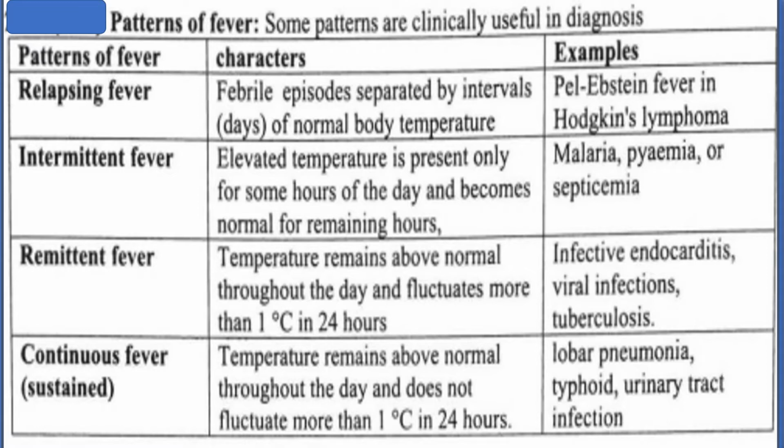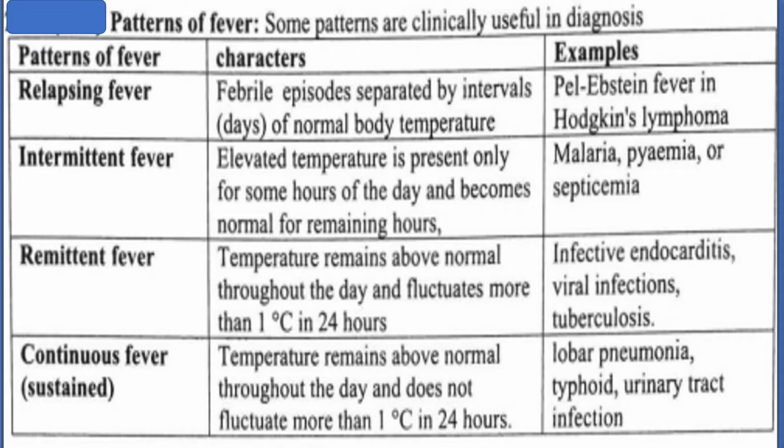Remittent fever: temperature remains above normal throughout the day and fluctuates more than 1 degree centigrade in 24 hours. So remittent fever is above normal throughout the day and fluctuates more than 1 degree centigrade in 24 hours, as happens in infective endocarditis, viral infections, and tuberculosis.